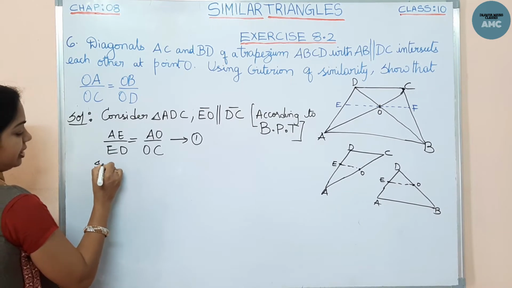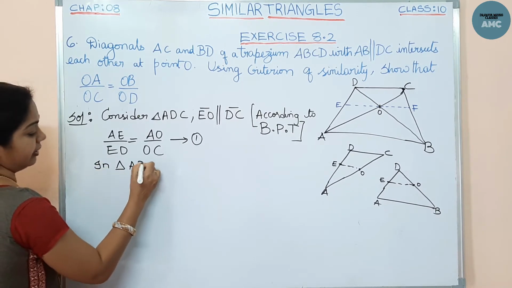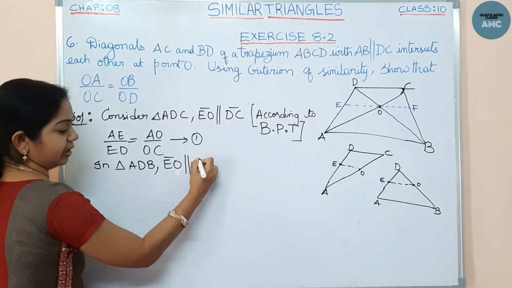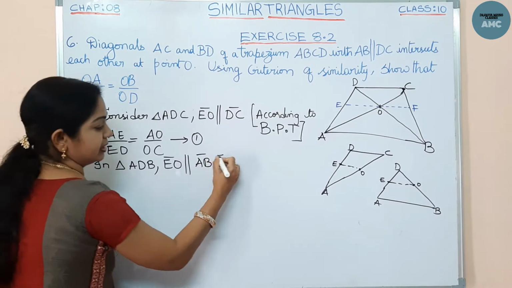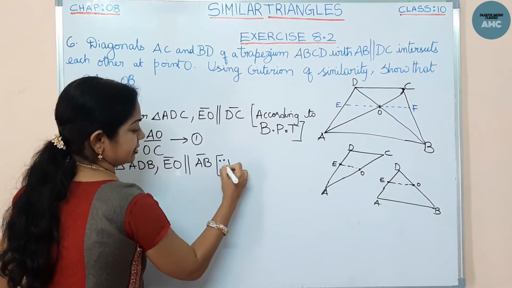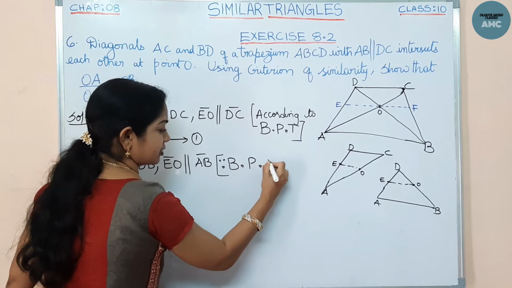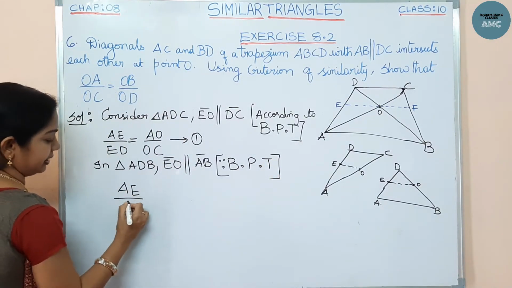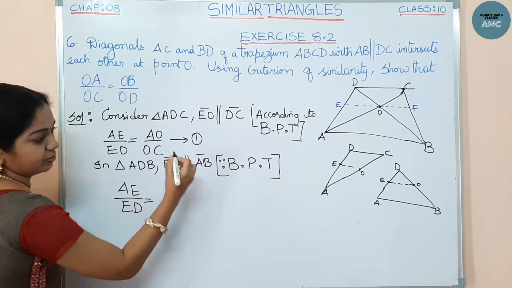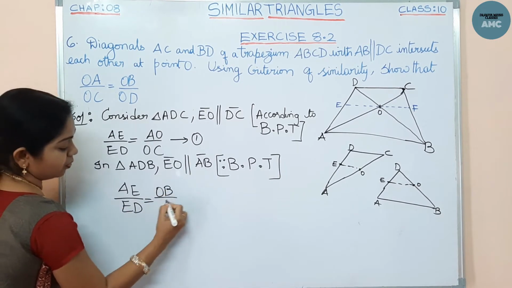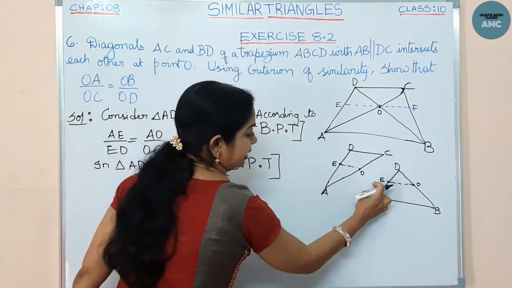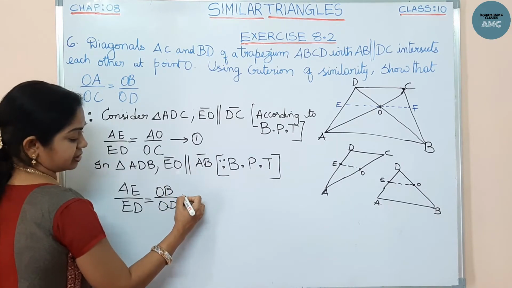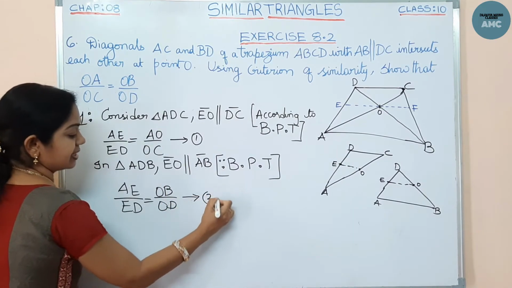So, let us write that. Consider in triangle ADB, EO side is parallel to AB. That means since BPT, that is basic proportionality theorem, states that AE by ED is equal to OB by OD. The ratio of the corresponding sides are equal. So, let me name this as equation 2.